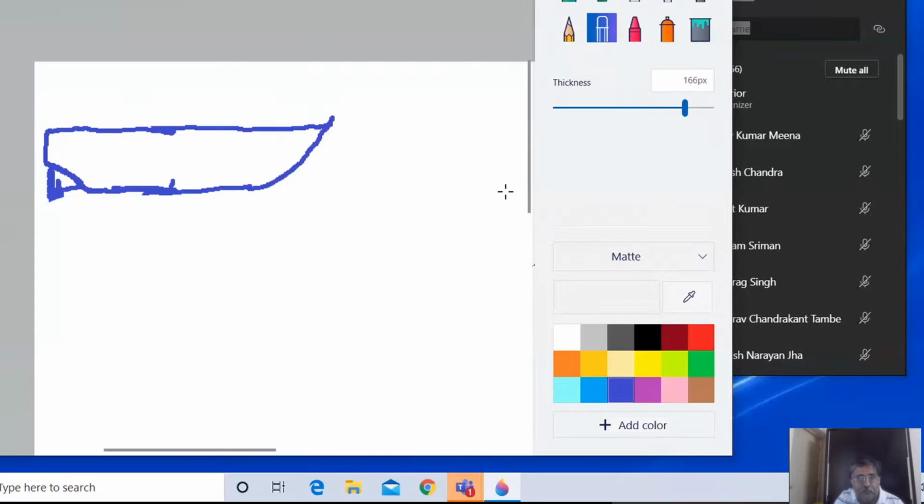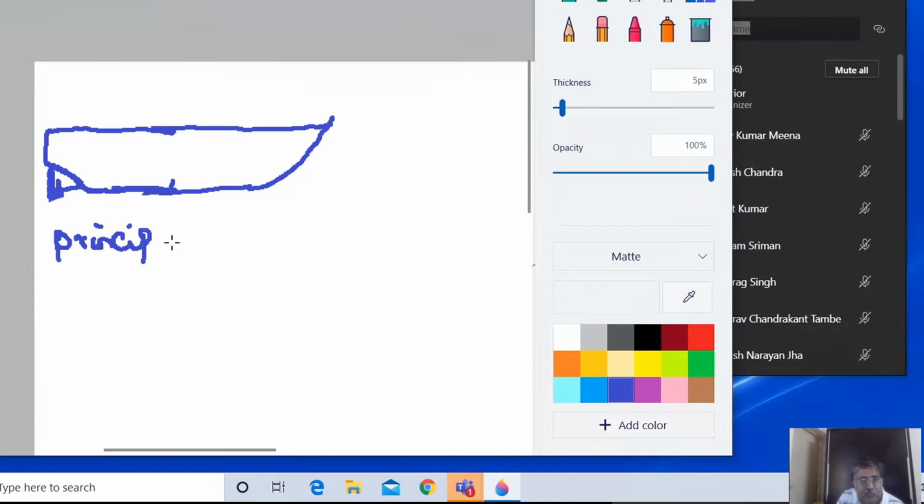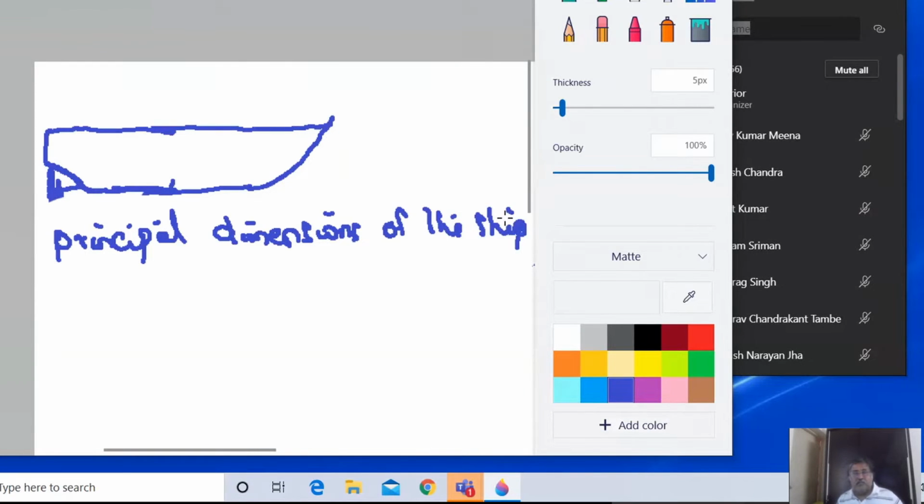Let that ship be there. Okay, so then there is something which we call the principal dimensions of the ship. This is also known as the principal particulars of the ship. Sometimes it's known as the particulars of the ship. As you can guess, these are the basic things you need to know about a ship when you are starting to design the ship. The first one, of course, is the length of the ship.